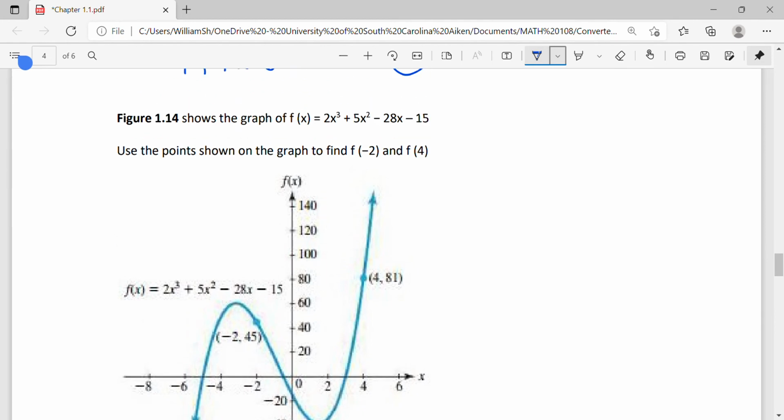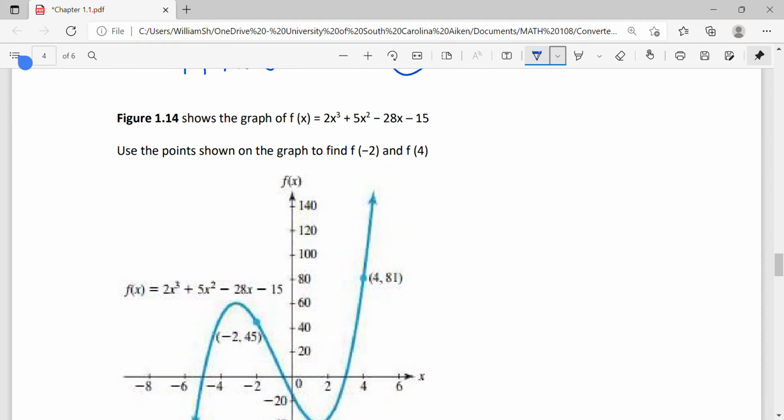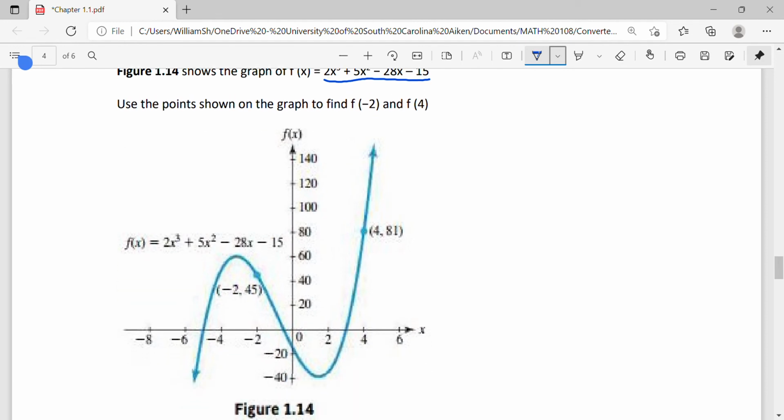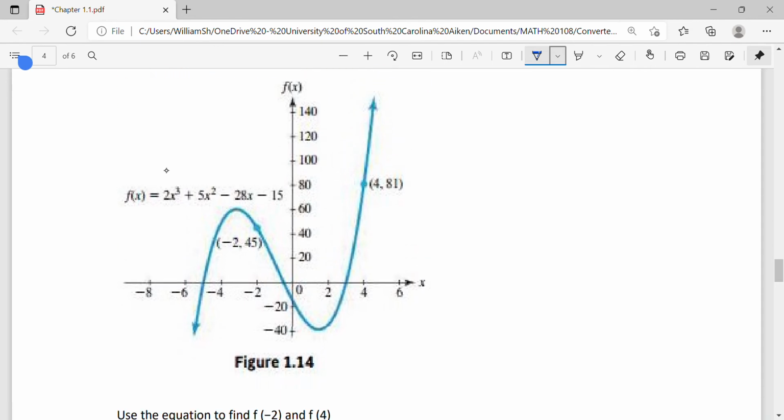Now, figure 1.14 shows the graph of f of x equals 2x to the third plus 5x squared minus 28x minus 15. We want to use the points shown on the graph to find f of negative 2 and f of 4. Okay, so we've got our equation here, right? So I could do like I did in the above examples and plug the negative 2 in and the 4 in, but it also supplies me with the graph. Okay, and if you'll notice here, the graph also gives you the equation, if you want to see it, but it gives me the points in the graph.